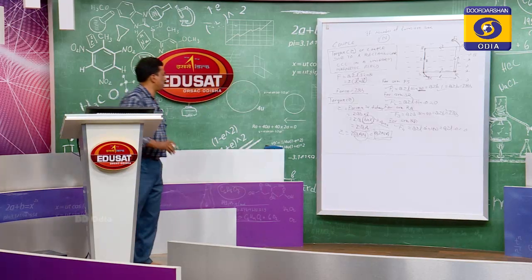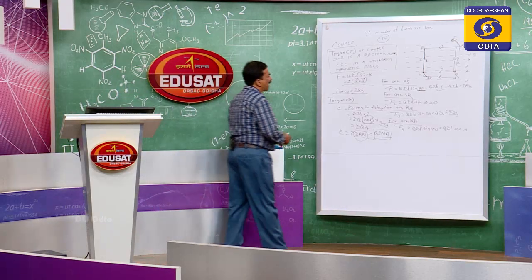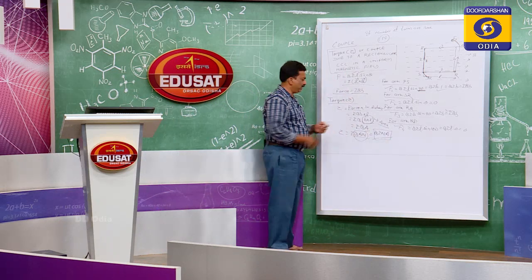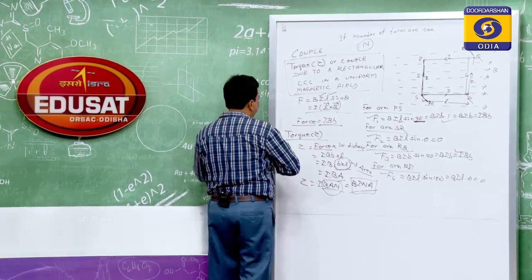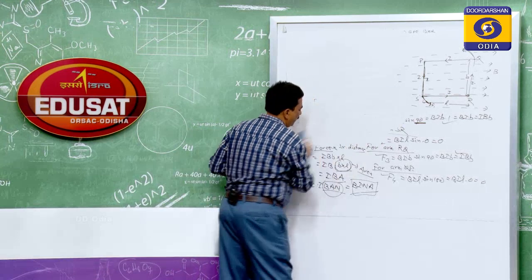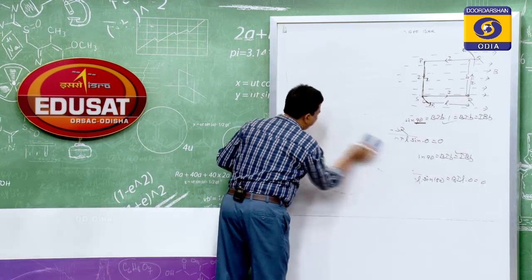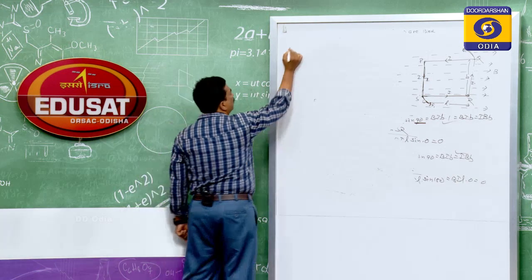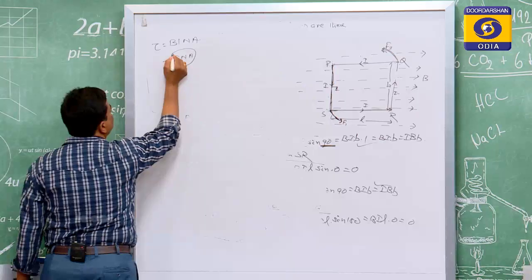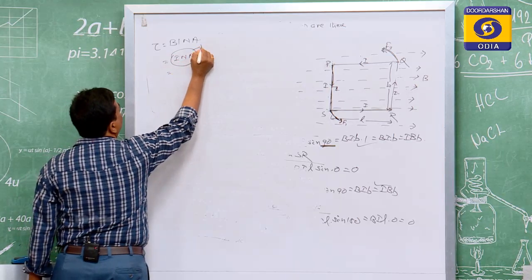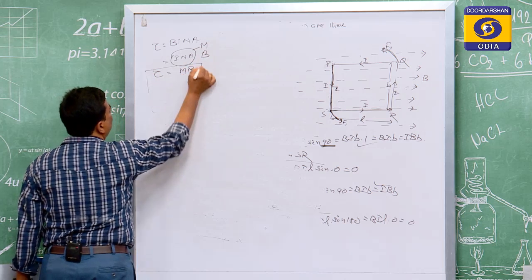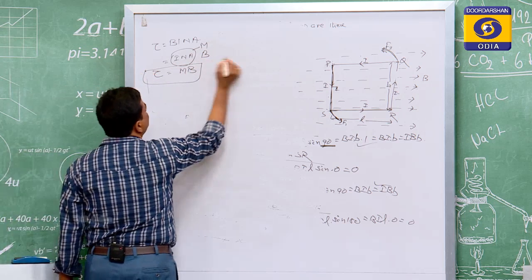As we came to know, the torque acting on the rectangular coil is tau equals BINA. This torque can also be expressed in terms of the magnetic dipole moment. We came to know tau is equals to BINA, but this INA is equal to the capital M, so tau is equal to MB.